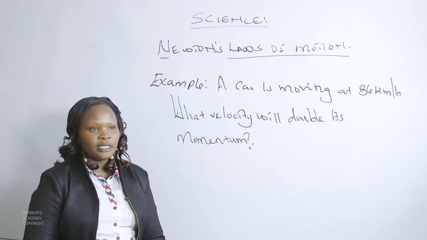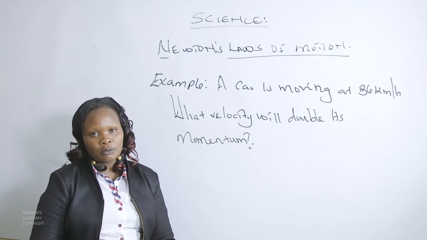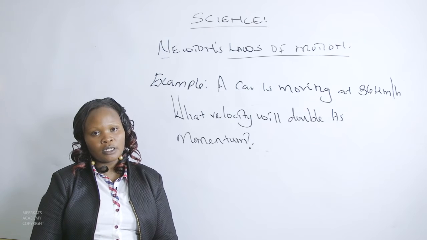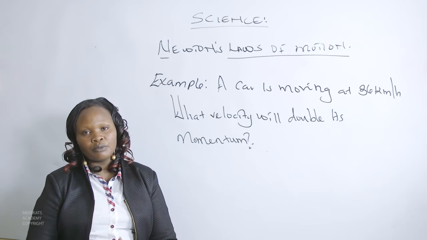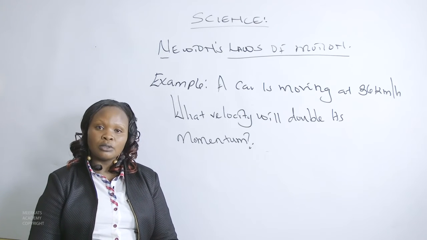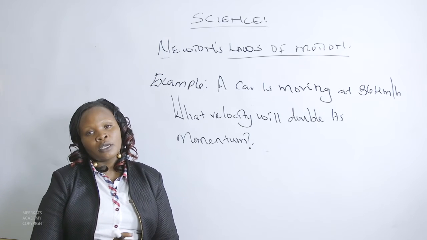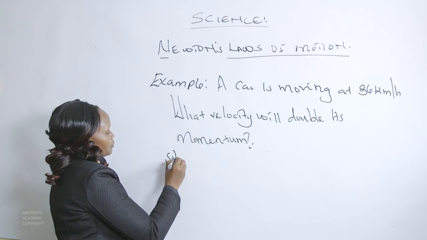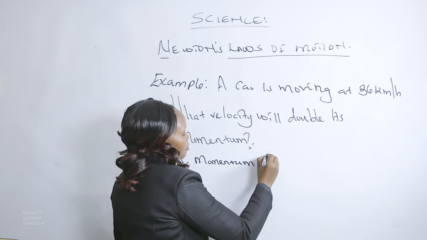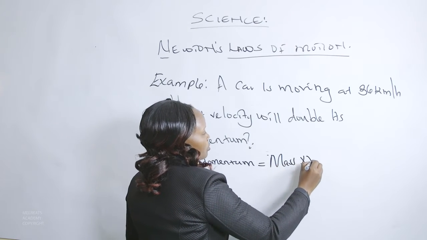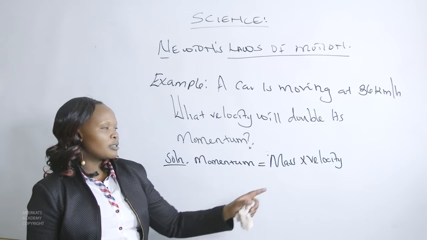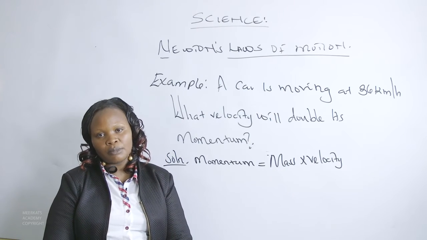Now we are told that a car is moving at 36 kilometers per hour, and we have not been given the mass of that vehicle, but we are required to come up with a figure that will represent a velocity that should double its momentum. Recall that we said momentum is given by mass and we multiply by velocity.